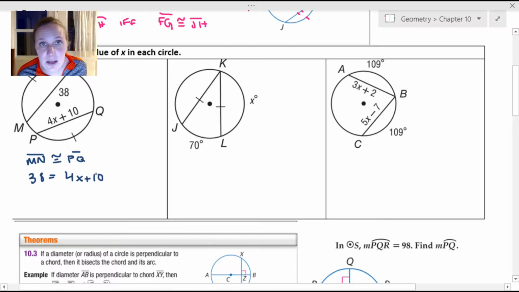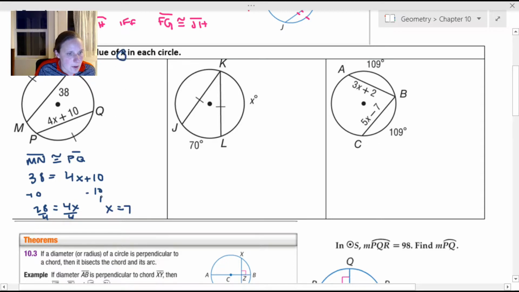And now I'm just solving. I have to add 10, so I'm going to subtract 10. 38 minus 10 is 28, which is equal to 4x. I divide by 4. X is equal to 7. And all we have to do is find x. So, boom, done. That's good.